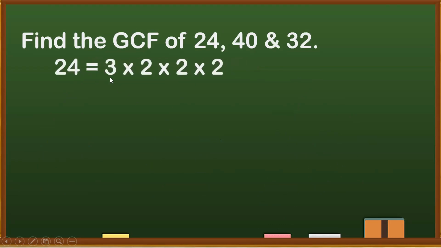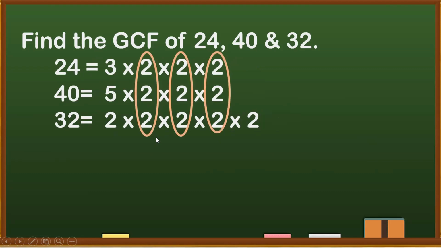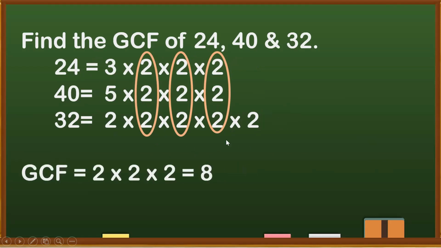Ayan. So si 24, 3 times 2 times 2 times 2. And then si 40, 5 times 2 times 2 times 2. And then si 32 naman, ang prime factorization is 2 times 2 times 2 times 2 times 2. So alin ba yung common nila? Okay, so ito yung common niya. Ayan. We have tatlong 2 yung kanilang common. So, imumultiply lang natin sila. 2 times 2 times 2, that is equal to 8. And yun na yung greatest common factor nung 24, 40, and 32.